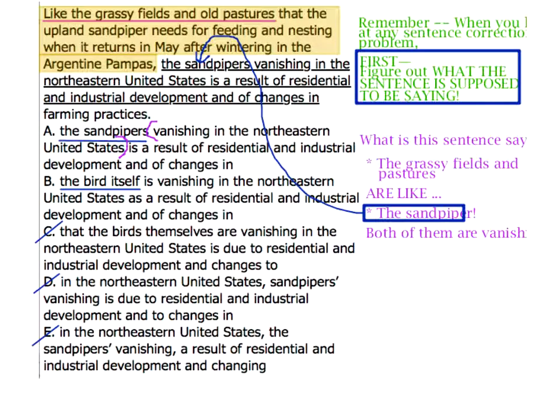You can't do that. So that's actually wrong for 2 reasons. The first is that sandpipers doesn't agree with is. So it doesn't make sense in terms of grammar. But also it's not true anyway. Like the sandpipers themselves are not a result of development. I mean, it's the fact that they are disappearing is a result of development. So wrong meaning and incorrect grammar in choice A. And notice again, this is a technique when you have to deal with a lot of words. If you find things that are modifiers, you can look at the sentence that's left when you take those modifiers out. So we've got B.